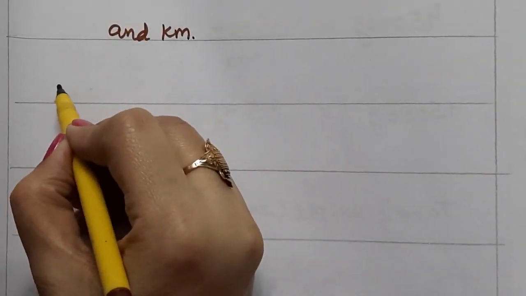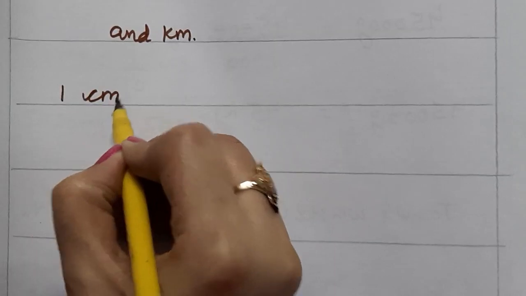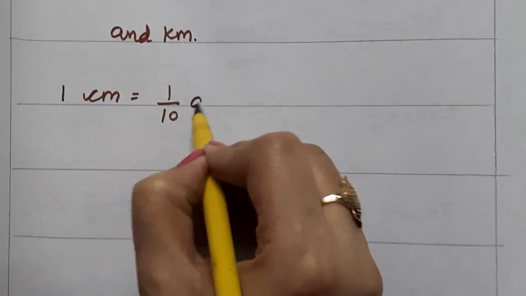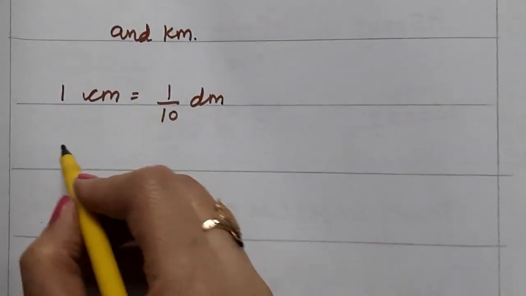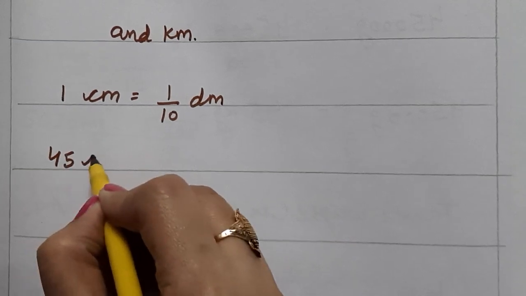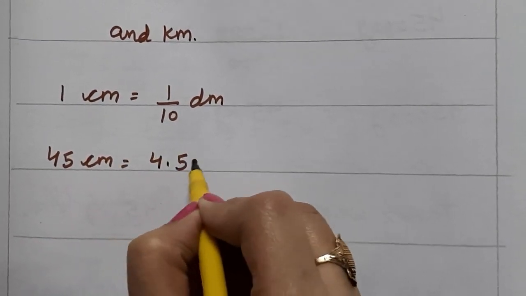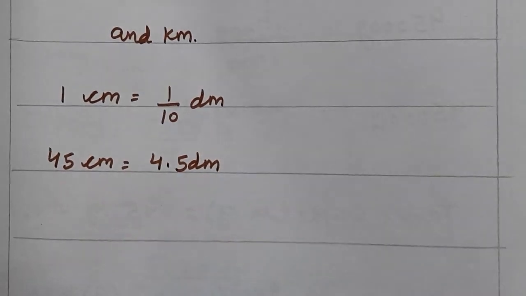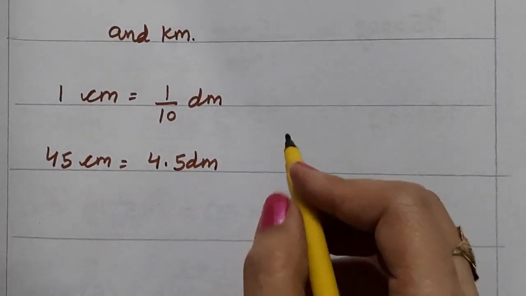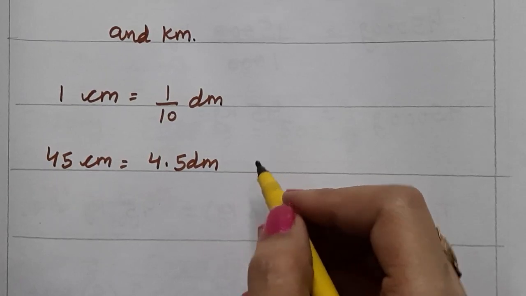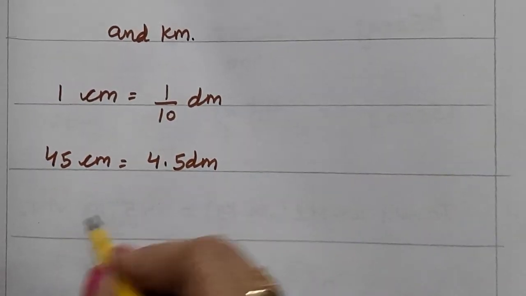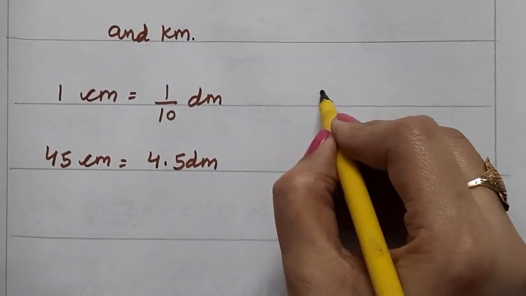So check your first formula. It was 1 centimeter is equal to 1 upon 10 decimeter. So 45 centimeter will become 45 upon 10, that is 4.5 decimeter. Right? Have you got the correct answer or not? Yes, that's good.